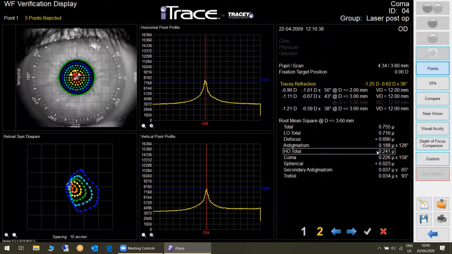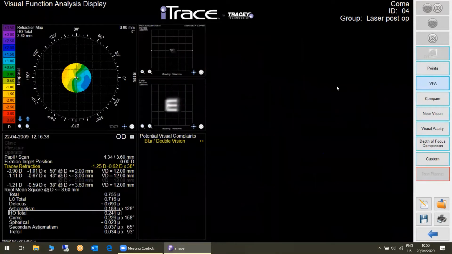The higher order total is 0.24, which is not that high, but 95% is coma. Therefore, the refraction is yellow with a pupil of 4.3. So the patient has coma, he will see double images. And that is what we see here, blurred double vision.